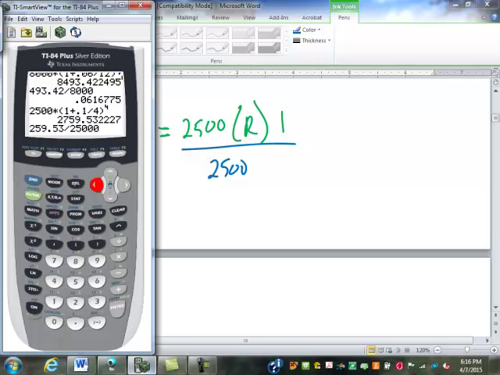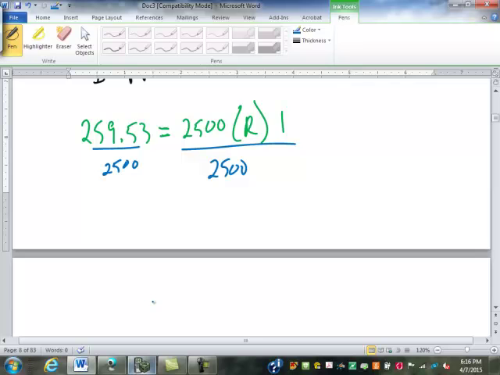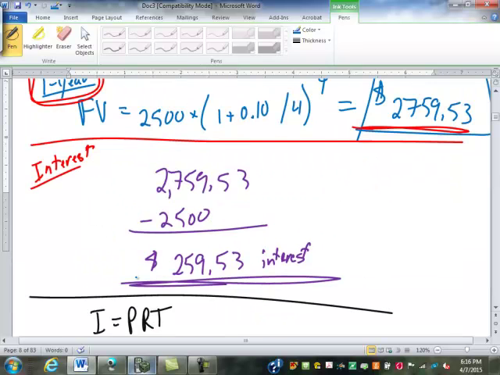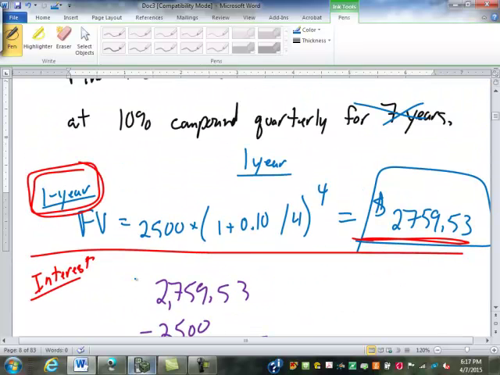Then why do you only do to the 4th power and not 20? Because when you're figuring out effective rate, you only care for the interest for 1 year. So the 7 years was just me throwing in extra information to see if you'd catch it.